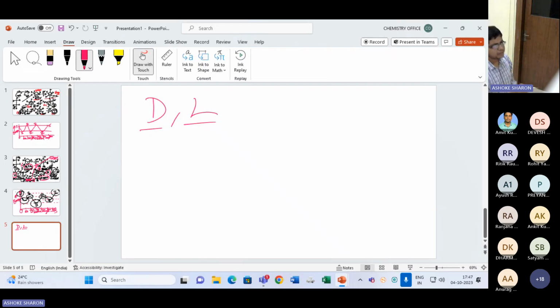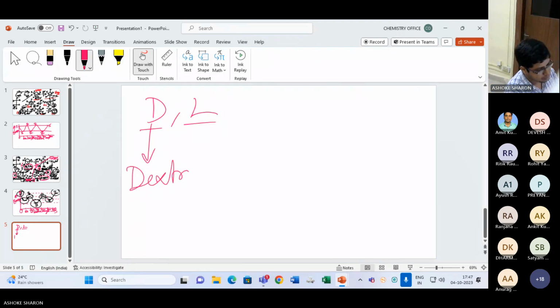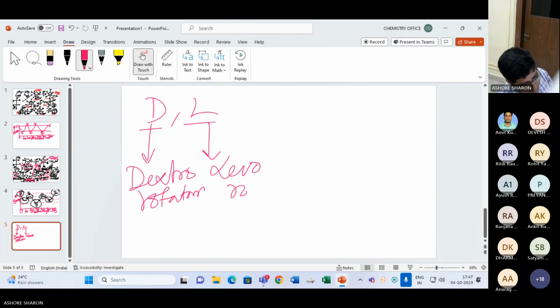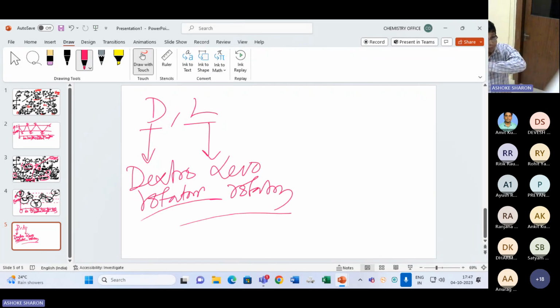The D term comes from dextrorotatory, and L comes from levorotatory. Okay, so it's only a few types of molecules. In those particular cases you can explain the dextrorotatory. For example, this is lactic acid.